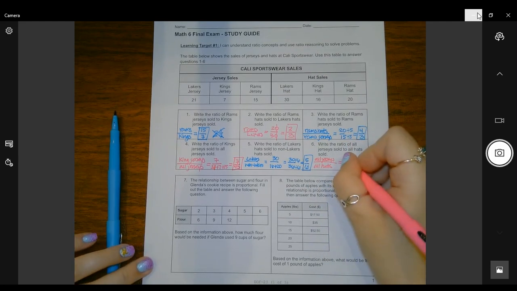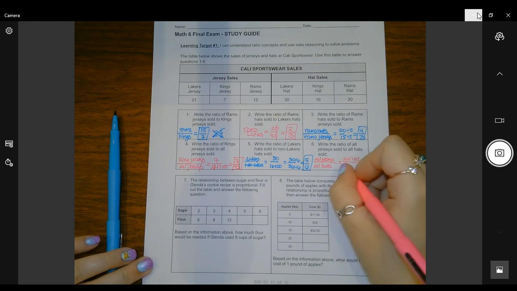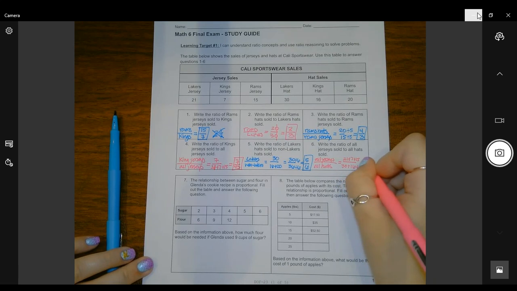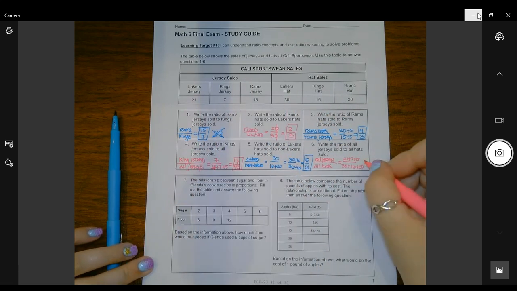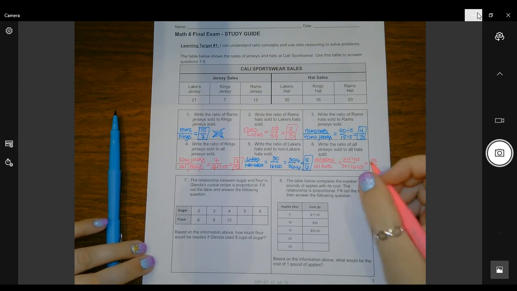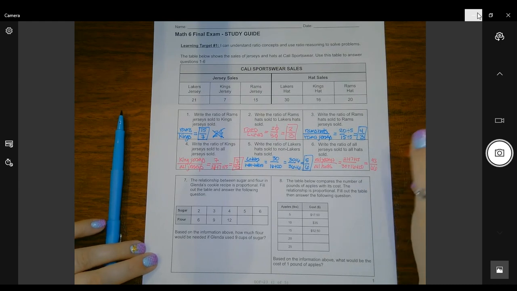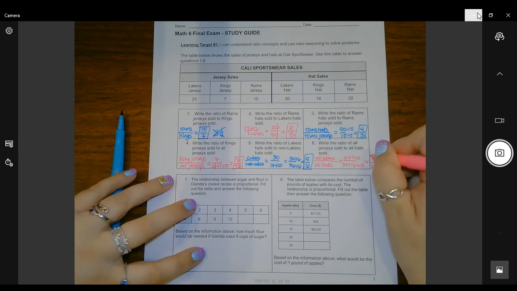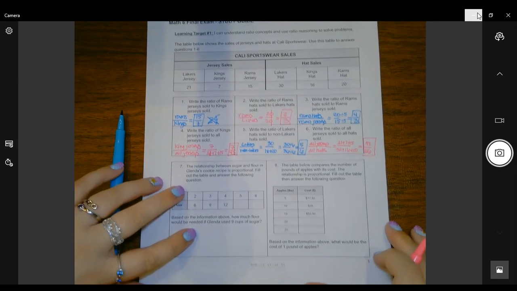All jerseys. So that's 21 plus 7 plus 15 to all hats, which is 30 plus 16 plus 20. Okay, because you're focusing on all the hats versus all the jerseys. If you add the top together, 21 plus 7 plus 15 is 43. We established that earlier. And 30 plus 16 plus 20 is 66. 43 is prime, and it can't go evenly into 66, so that is your final fully simplified ratio.